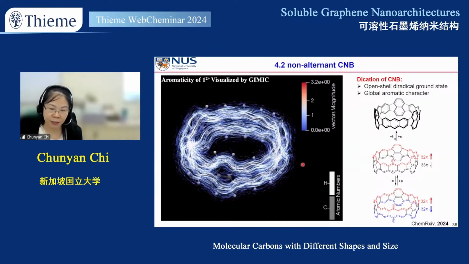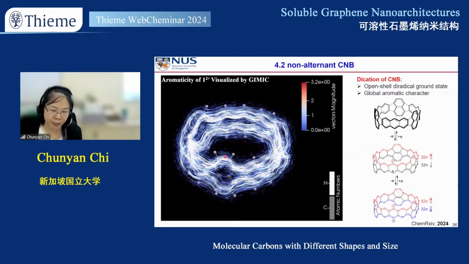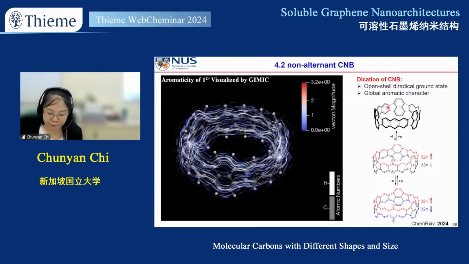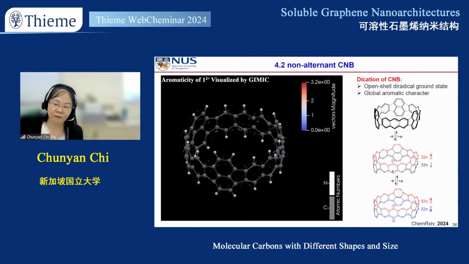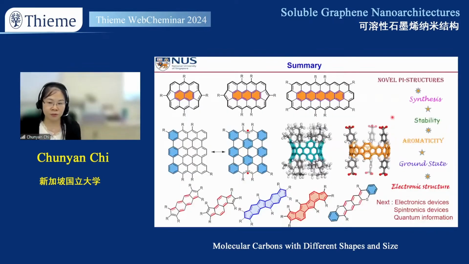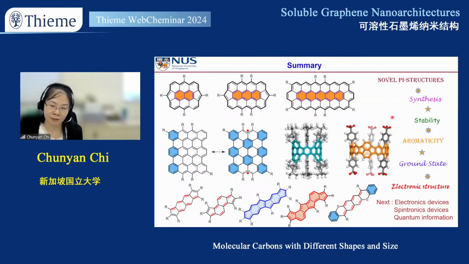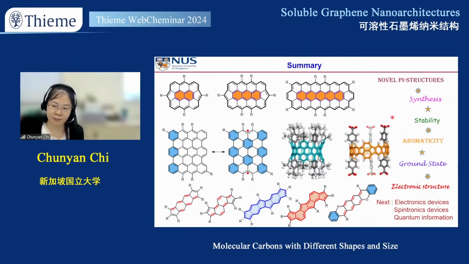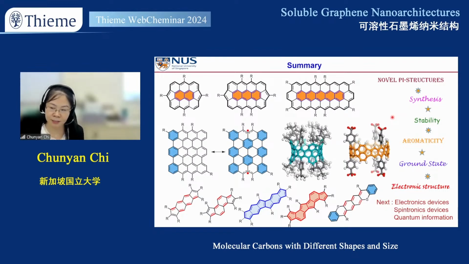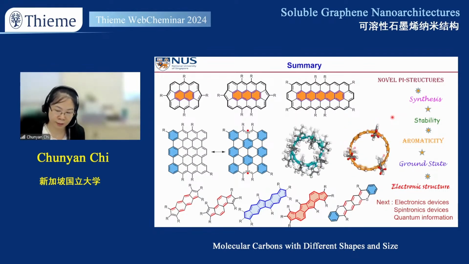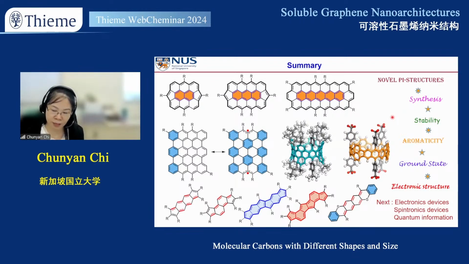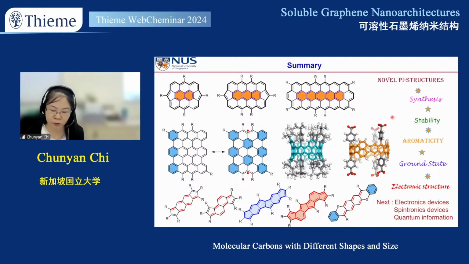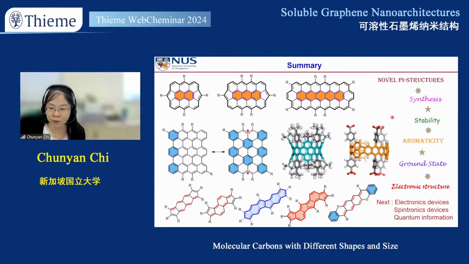And this is the GIMIC image. It shows clockwise current delocalized along the top edge and bottom edge. So that means the dication is globally aromatic. So now I give a summary for my talk. So today I introduced some soluble nanostructures. I introduced their synthesis, stability, aromaticity, ground state, and electronic structures. So for the next step, we will study their applications for electronic devices, spintronic devices, and so on.